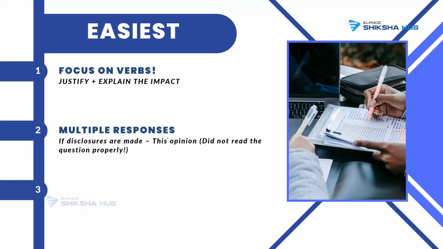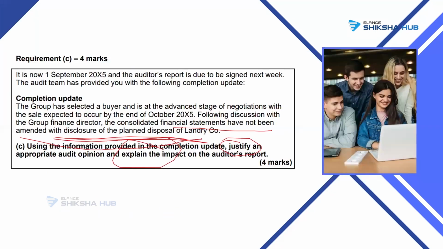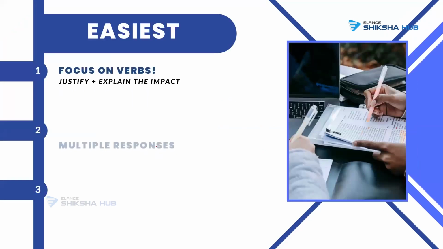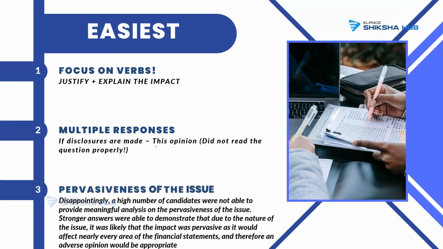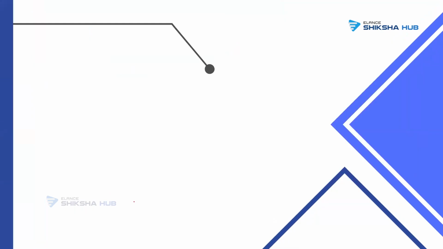So they try to fool the examiner by writing multiple responses, especially a few students wrote if disclosures are made. Now, if the question has clearly told you that disclosures were not made, then why are you writing if disclosures are made? The question clearly told you that there were no disclosures. Okay. So make sure that you don't write multiple responses and you read the question very carefully. Students did not discuss the pervasiveness of the issue. And I tell you 1,000 times in my class as well, guys, you need to be very focused on the pervasiveness as well. Okay, do not ignore pervasiveness. Materiality and pervasiveness are both the judgment criteria for your opinion. So you can't ignore one criterion altogether. Okay, so make sure that you don't make these mistakes.